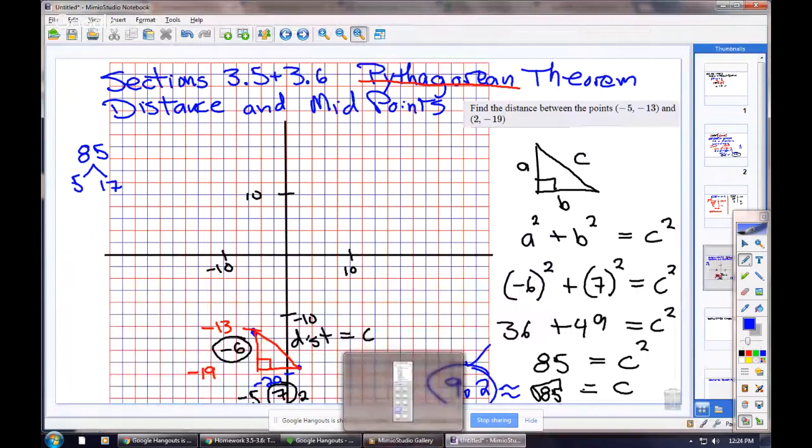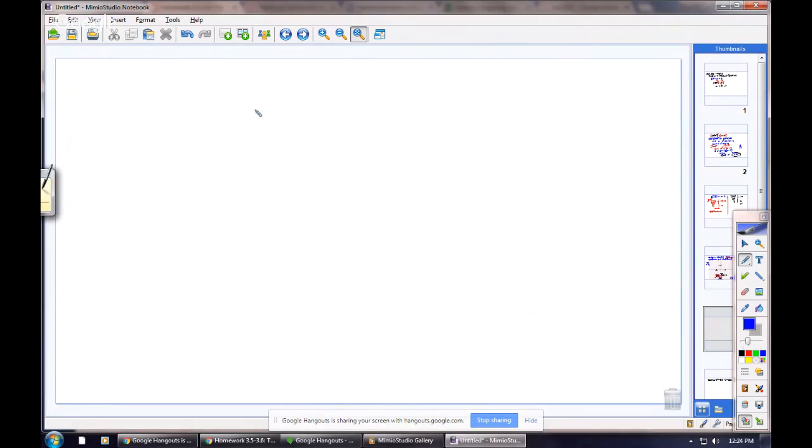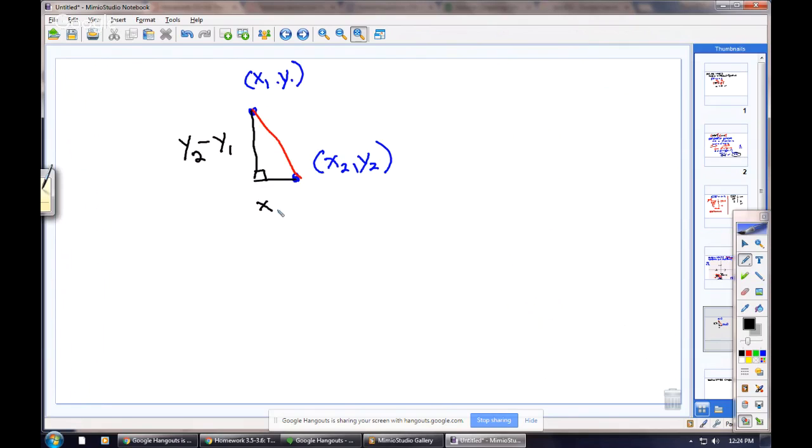So summarizing that, if I have 2 points, this one, and I call this point over here x1, y1, and this one over here x2, y2, I want to find the distance in between them. Well, that makes a right triangle. So I need to find the rise for that triangle and the run for that triangle. The rise is always the distance between those two y values, so y2 minus y1. The run is always the distance between the x values, x2 minus x1.